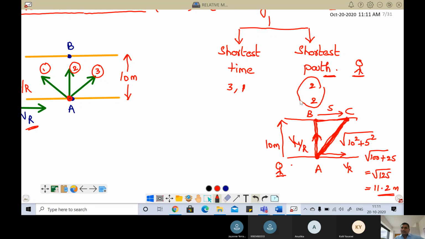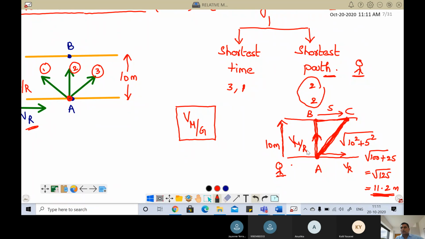So now, if he takes path 2, how much distance will he cover? 11.2 meters, sir. So is this the shortest path? Sir, path 2 will be 10, correct? But here shortest path means with respect to the ground. We had to see everything with respect to the velocity of the man with respect to ground. Understood or not?